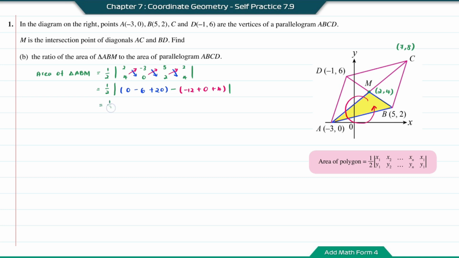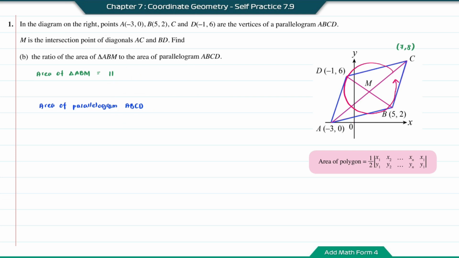So this is equal to 1 over 2. The first bracket will give us the answer of 14. Then minus the second bracket, the answer will be -8. So here 14 plus 8, we're going to get 22. And 1 over 2 times 22, the answer is 11.